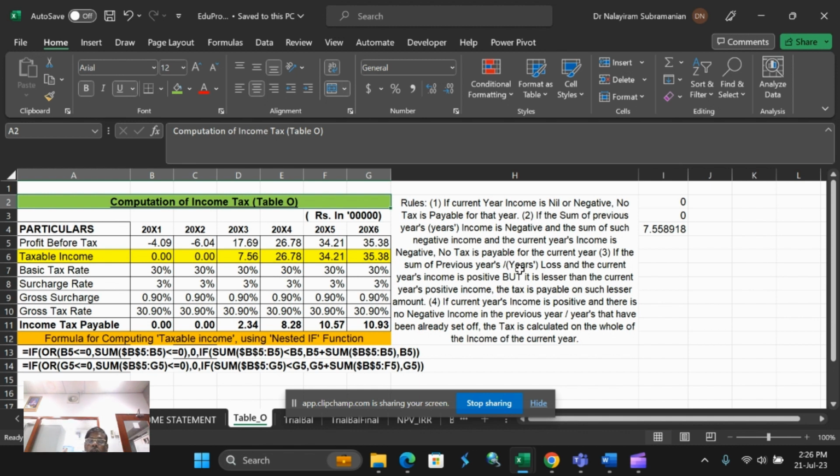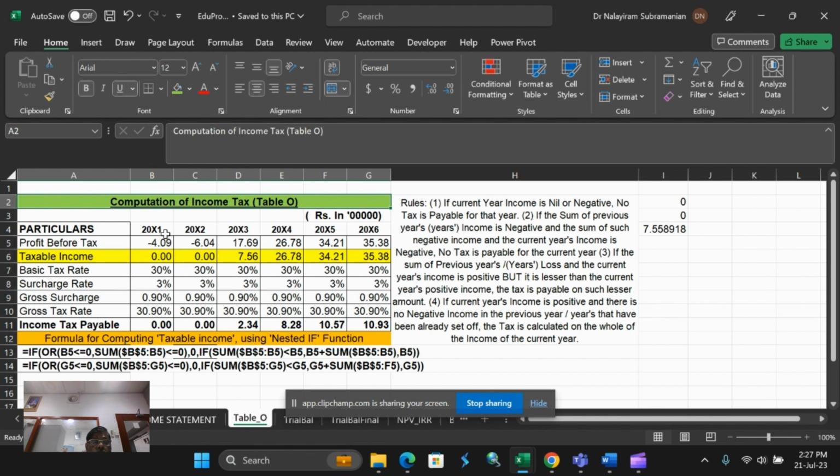And if the losses of previous years, when you add them to the current year's income, have been completely set off and a positive income is left, then to the extent of the positive income that has been left, the tax will be calculated. These are the generic rules that will be followed in most jurisdictions across the globe. Now coming back to the application of the nested formula.